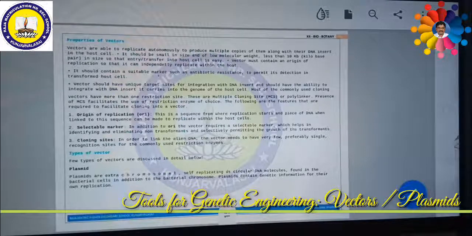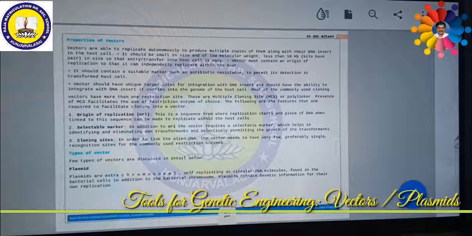It should also have a marker gene. What do you mean by marker gene? The marker gene has antibiotic resistance to permit its detection inside the host cell. Why do we need this antibiotic resistant marker?